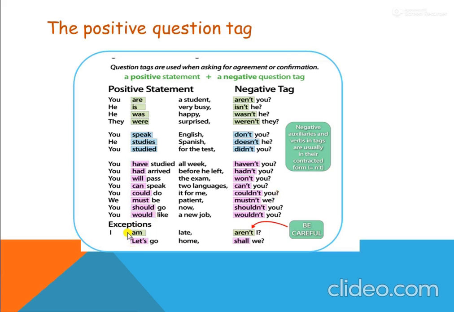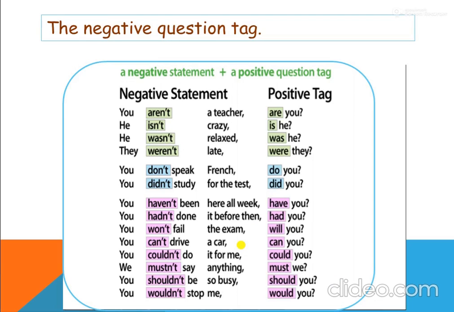And here we have a very important note. If we have I am in the statement, the question tag should be aren't I, because I am doesn't have a contracted form. And if we have let's in the first statement, the question tag should be shall with the subject pronoun. Let us now go to the negative question tag.